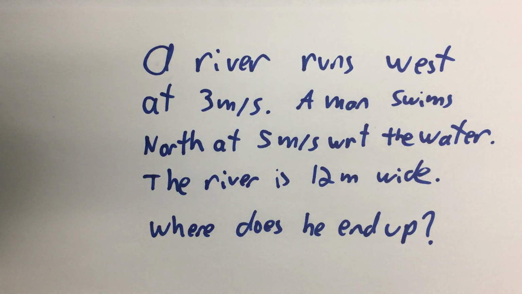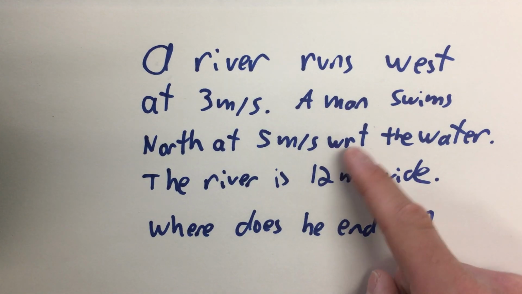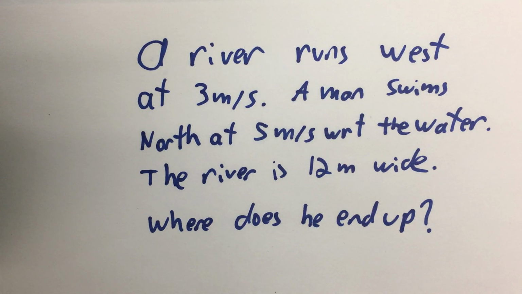Okay, this is an introductory right angle relative motion problem. You can pause it if you want to copy out the question here. A river runs west at 3 meters per second. A man swims north at 5 meters per second with respect to the water. So the WRT there means with respect to the water.